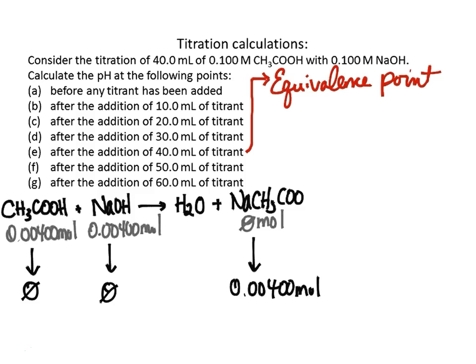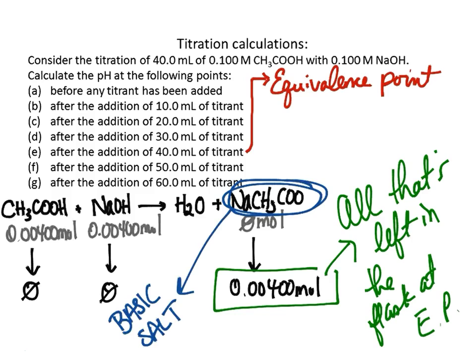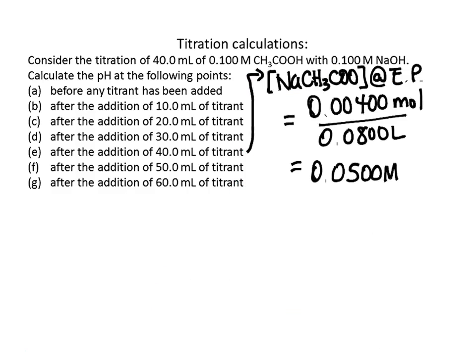The pH here will not be 0, however, because sodium acetate is a base. And so remember, all that's left in the flask at the equivalence point is sodium acetate. This is a basic salt. It is the conjugate base of a weak acid, acetic acid. And that's important. The pH at the equivalence point will definitely be greater than 7 whenever you're titrating a weak acid with a strong base.